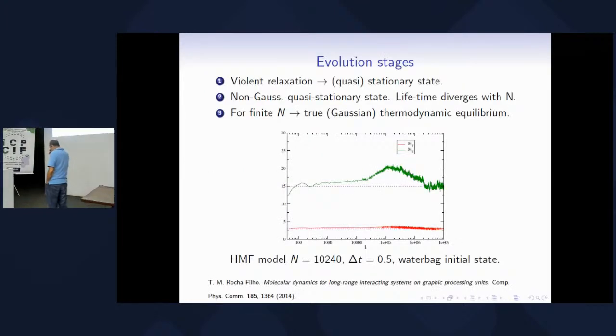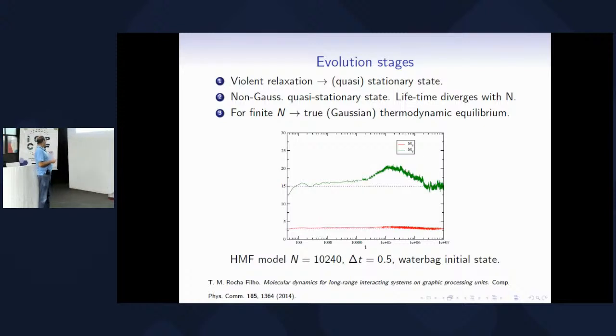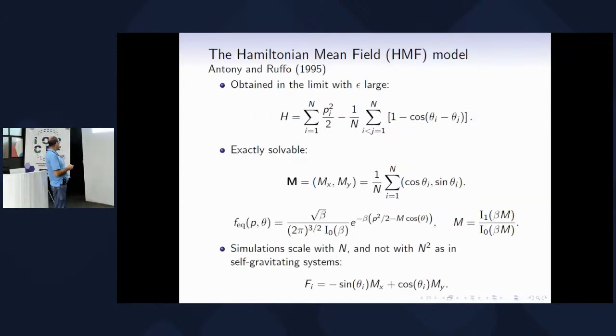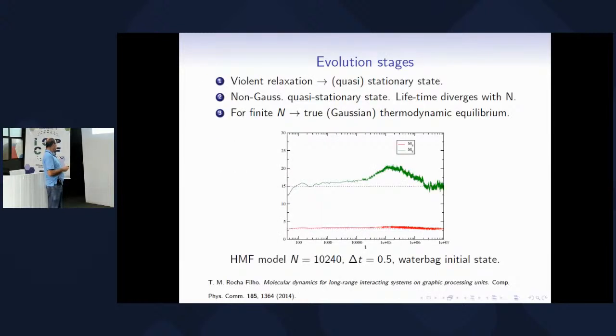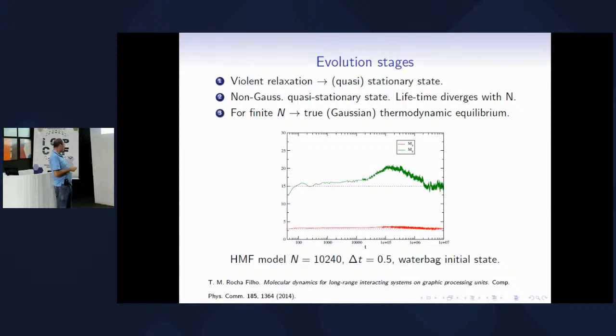Then, as I told you, the systems have different evolution stages, and it takes a very long time to evolve up to the thermodynamic equilibrium. This is a very simple example for the HMF model, the Hamiltonian mean field model, which is very easy to simulate. This is with 10,240 particles, using a symplectic integrator. Then we have to simulate up to 10 to the power of 7 to reach equilibrium.